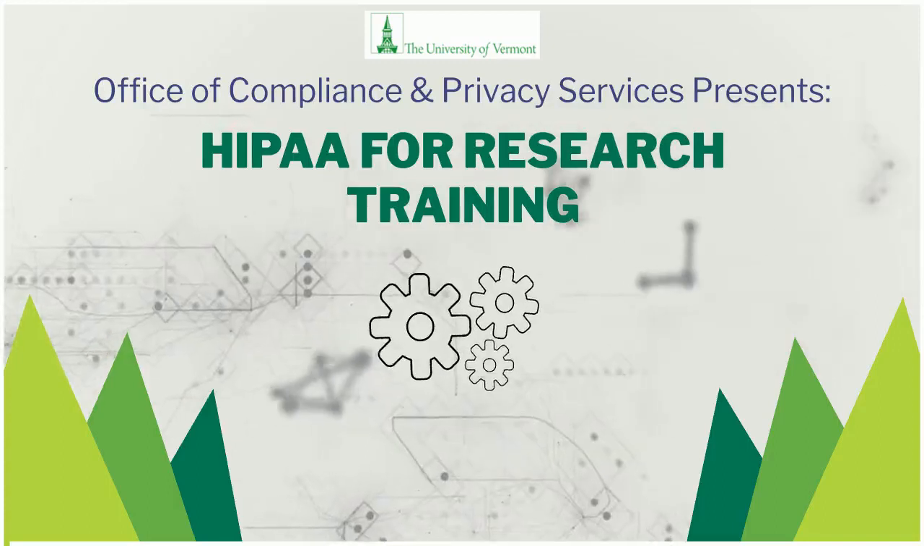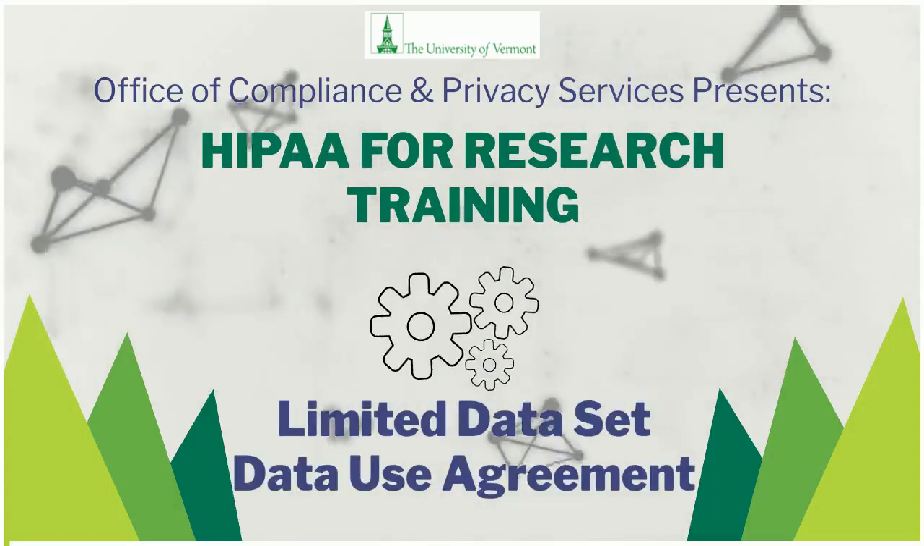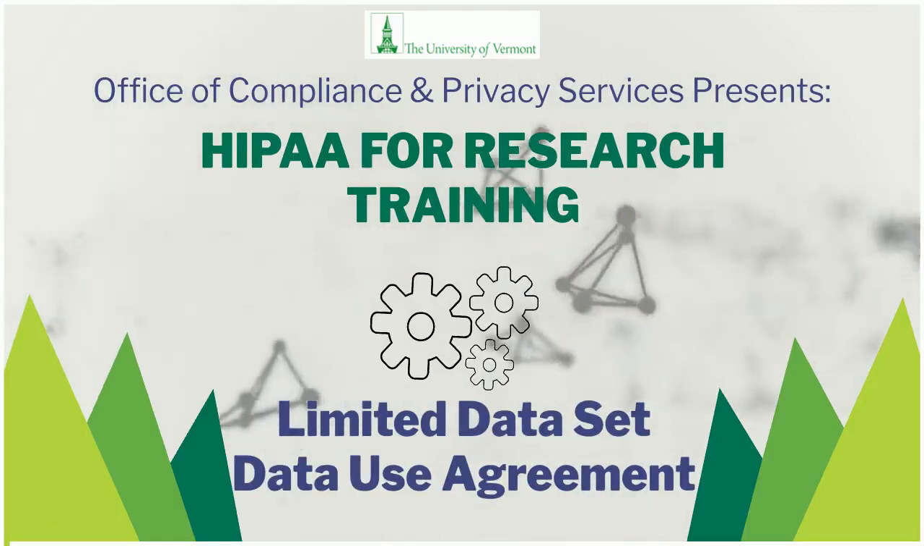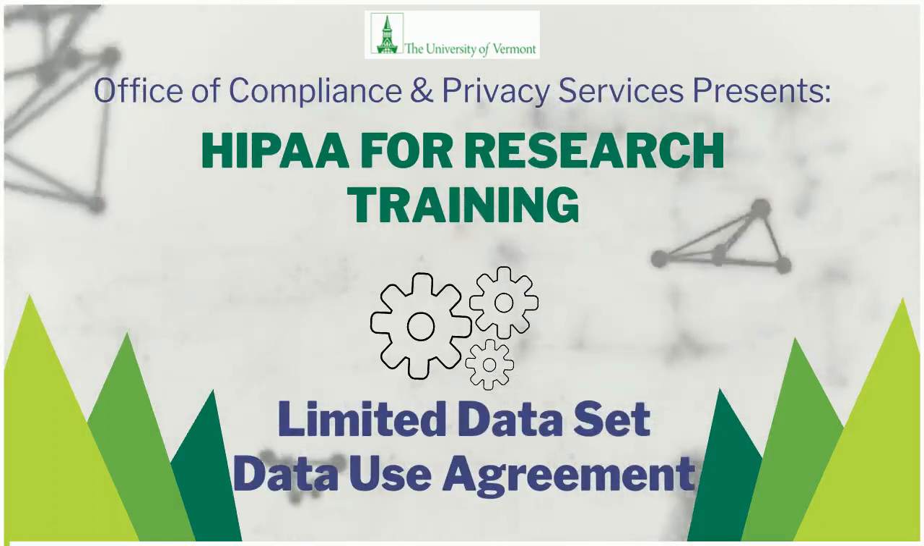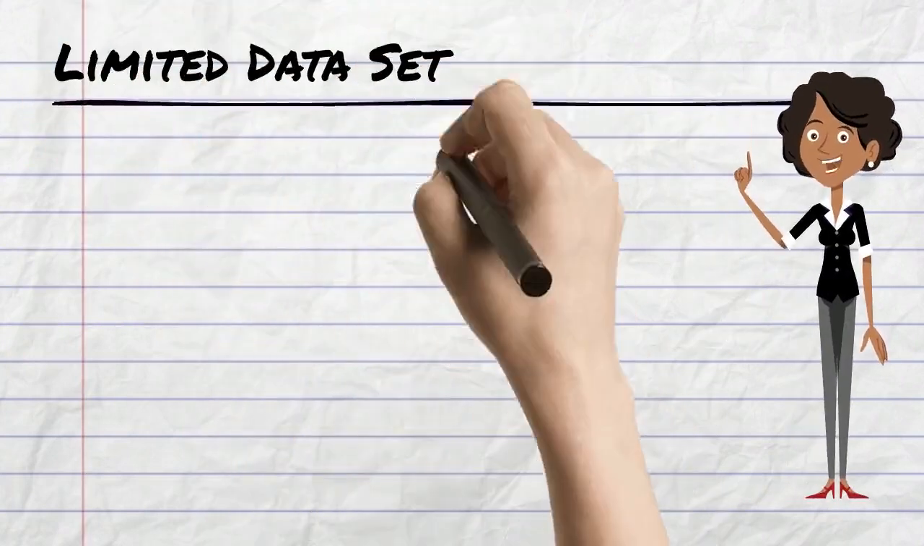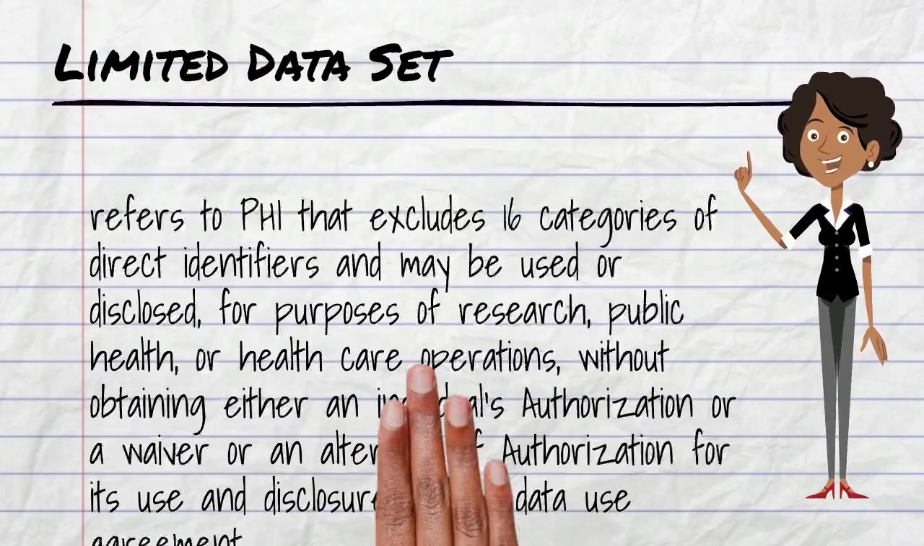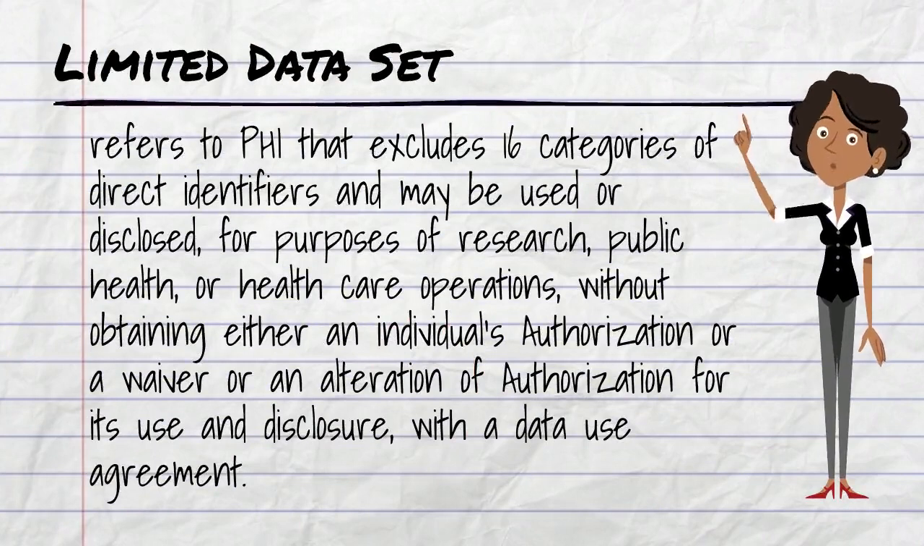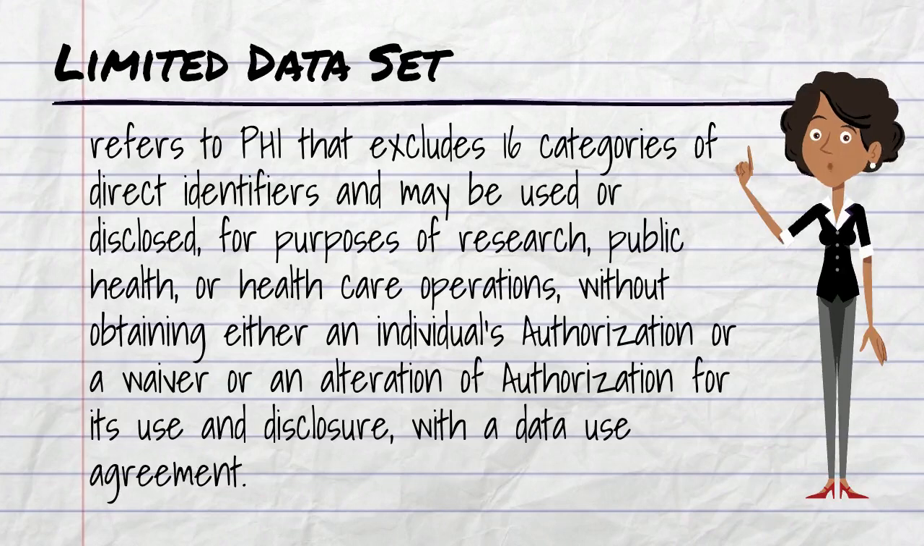Another way in which a covered entity can share PHI for research is when it is a limited data set combined with a written data use agreement. A limited data set refers to PHI that excludes 16 categories of direct identifiers and may be used or disclosed for purposes of research, public health, or healthcare operations without obtaining either an individual's authorization or a waiver or an alteration of authorization for its use and disclosure with a data use agreement.